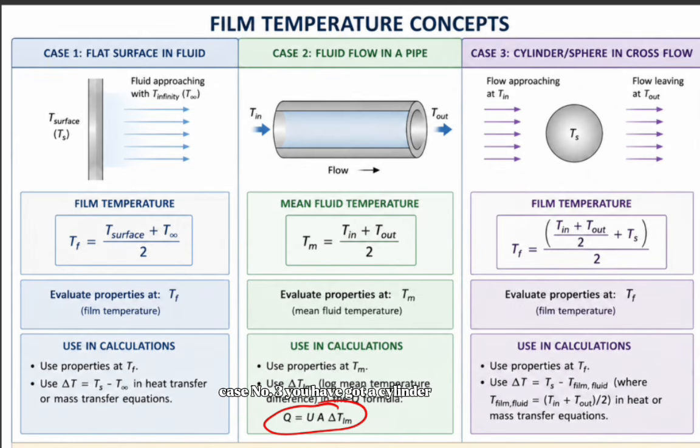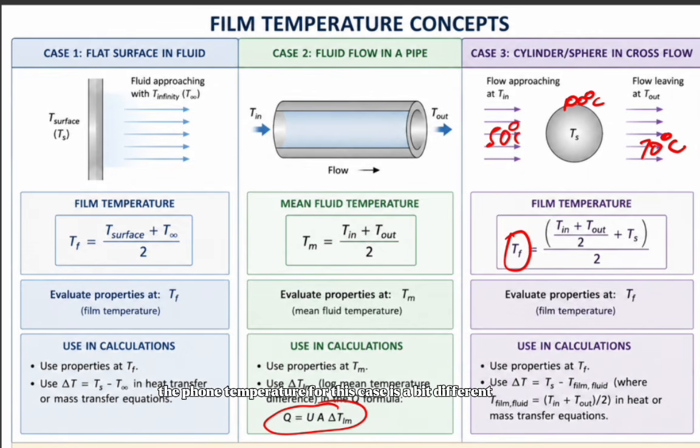Case number 3. You have a cylinder or a sphere that is in cross flow of a flowing fluid. Let's say air is approaching at a temperature of 50 degrees. The surface is at a temperature of 100 degrees. And by the time the air passes, it is now at 70 degrees. Which temperature are you going to use to evaluate the properties of the fluid? You are going to use the film temperature.